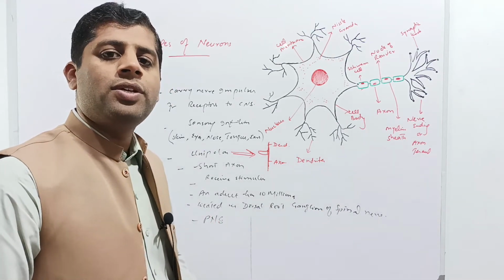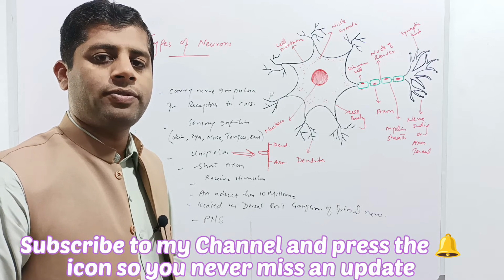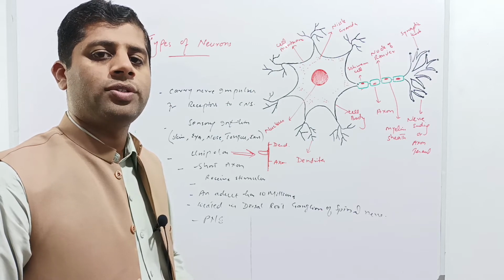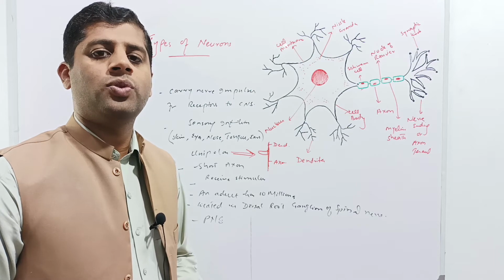Peripheral nervous system means the nerves arising from the brain and spinal cord, that is the cranial nerves or the spinal nerves respectively. So these nerves are composed of sensory neurons and motor neurons. While brain and spinal cord, the central nervous system, it is composed of the interneuron or associative neurons.